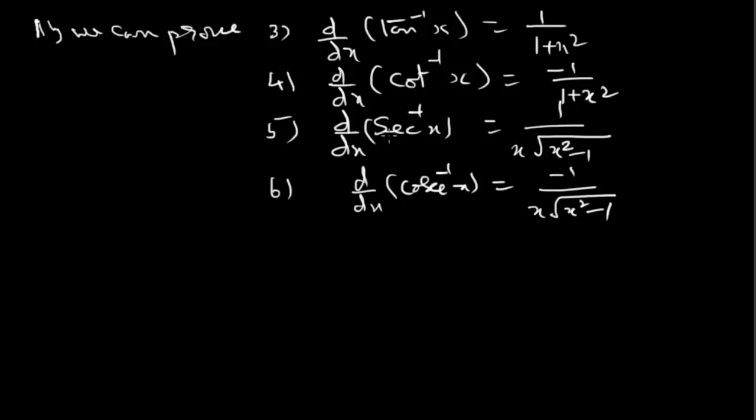If you know secant inverse x, cosecant inverse x is what? With a minus sign. If you know tan inverse x, cot inverse x is what? With minus. And if you know sin inverse x, the differentiation of cos inverse x is what? With a minus sign. Now we can also, from first principles, prove any problem in inverse functions.